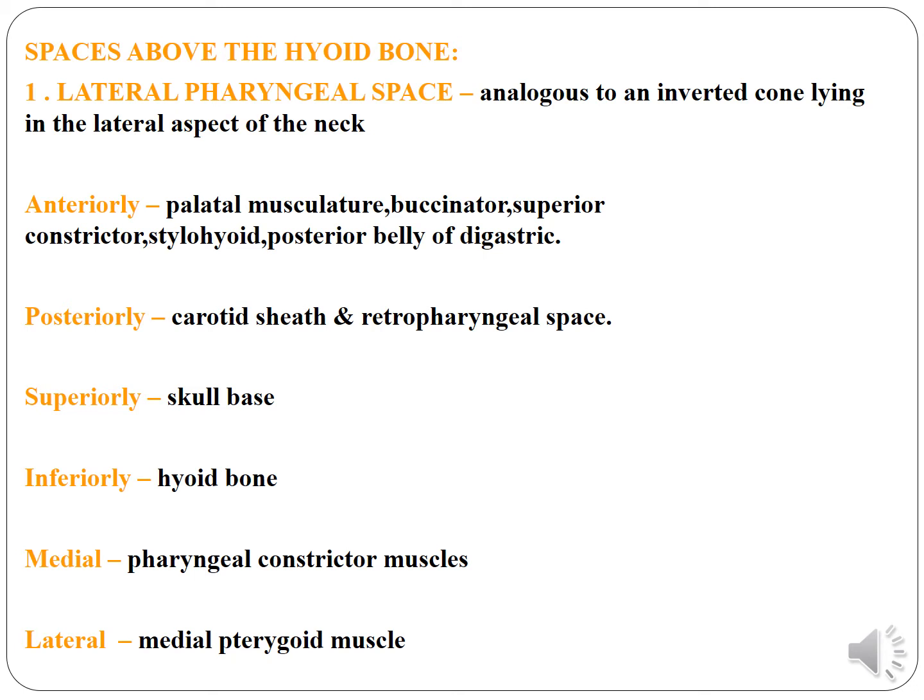Among the spaces above the hyoid bone, there is the lateral pharyngeal space. The boundaries of the lateral pharyngeal space are, anteriorly, the palatal musculature and superior constrictor. Posteriorly it has the carotid sheath. Superiorly the skull base, inferiorly the hyoid bone. Medially the pharyngeal constrictor muscle, laterally the medial pterygoid muscle. The lateral pharyngeal space is analogous to an inverted cone lying on the lateral aspect of the neck.